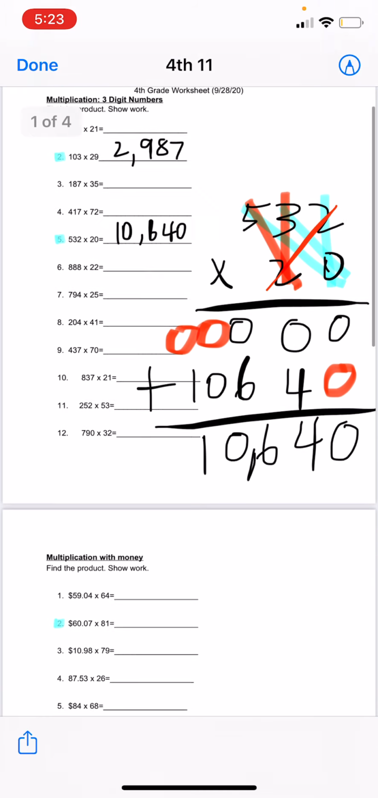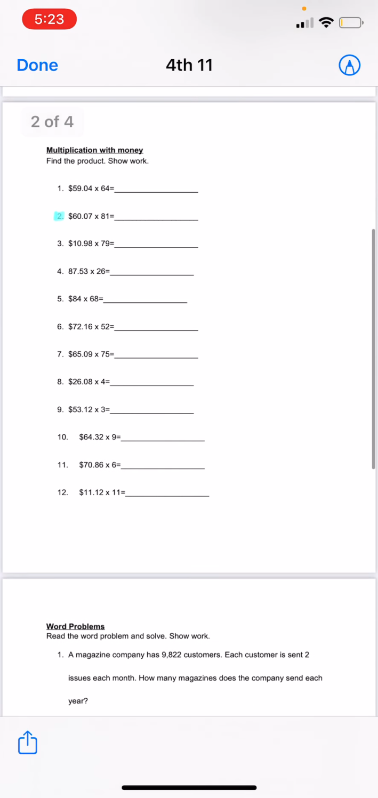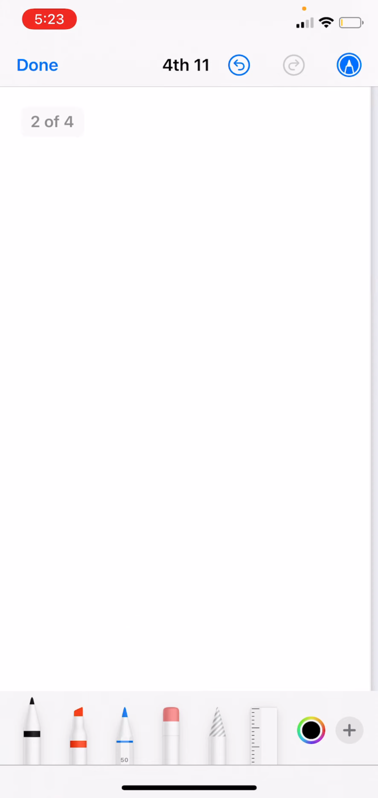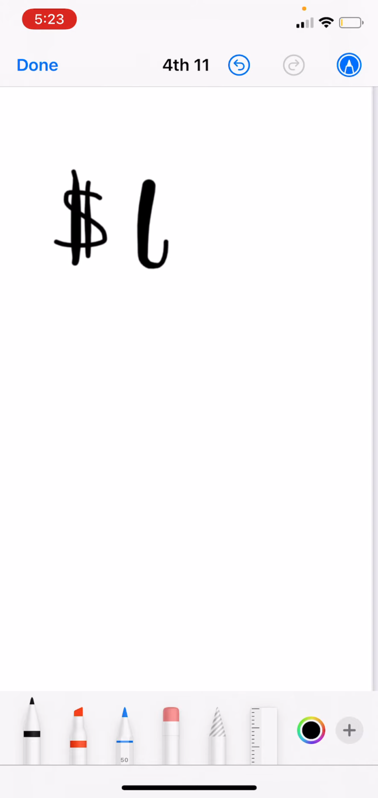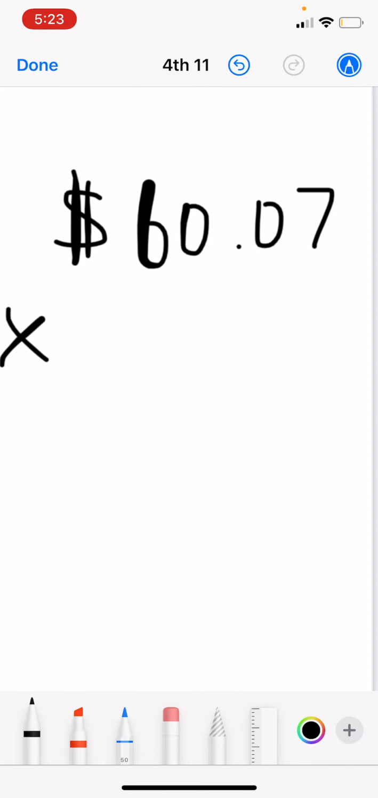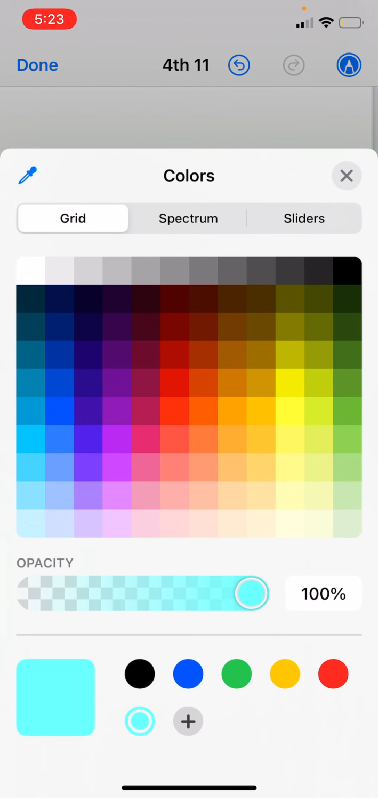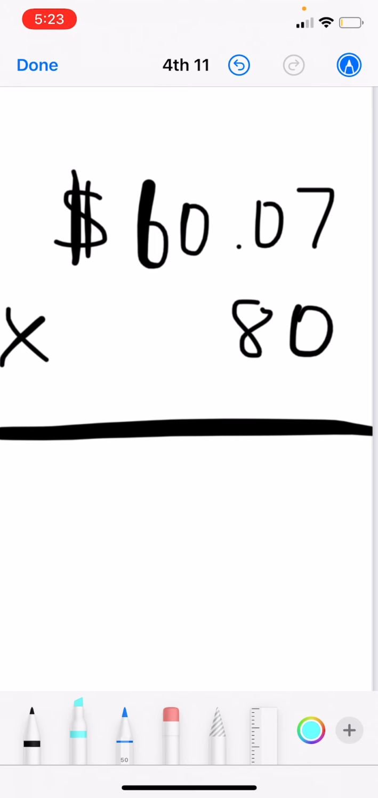Let's move to page number 2. So here we're doing multiplication with money. It says find the product and show your work. So we'll do it right on the side over here again. It is $60.07 times 80. Okay, so again, I'm going to highlight which numbers we're going to multiply, and hopefully you can follow along.